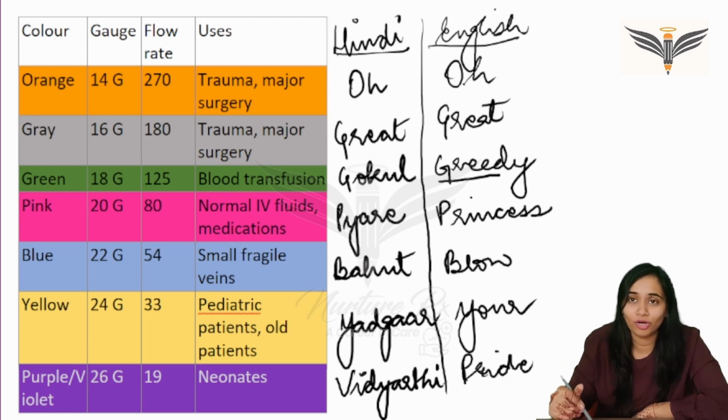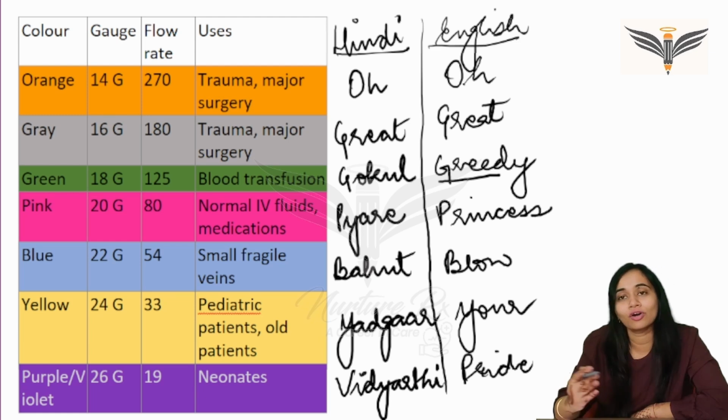So these are the mnemonics for this cannula. So now you know the colors and you know the corresponding gauge of the cannula. So whenever you see a cannula, you will be able to remember for what purpose it is used and what gauge it is.